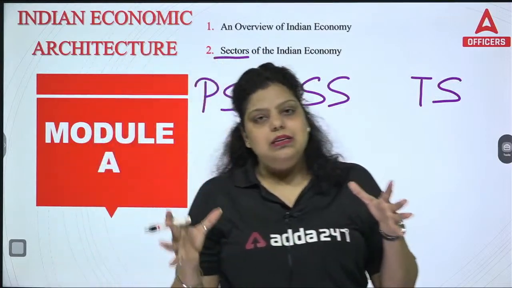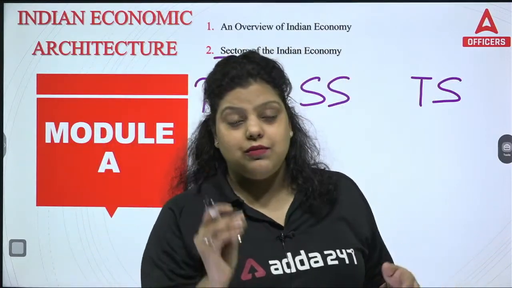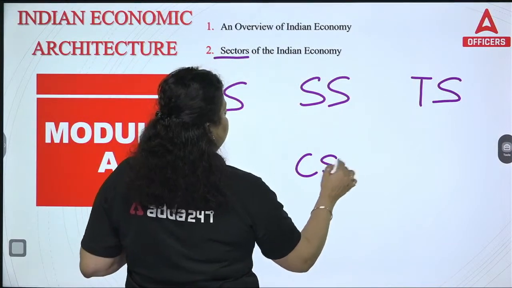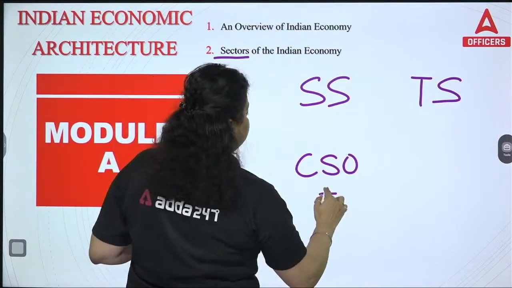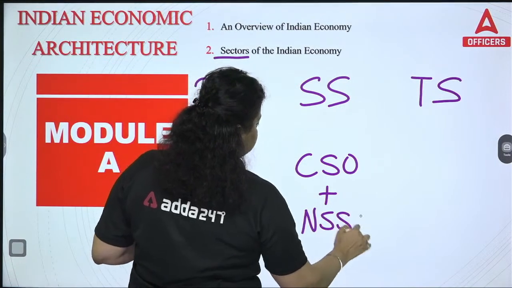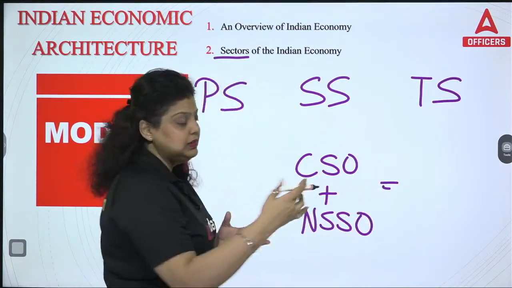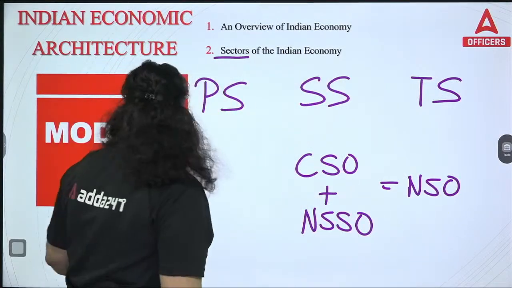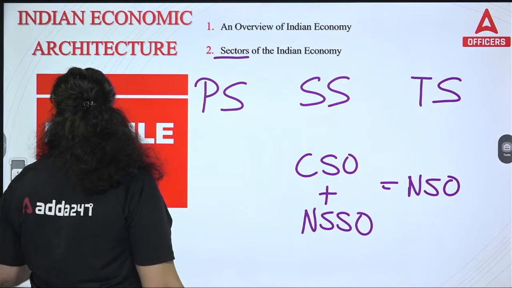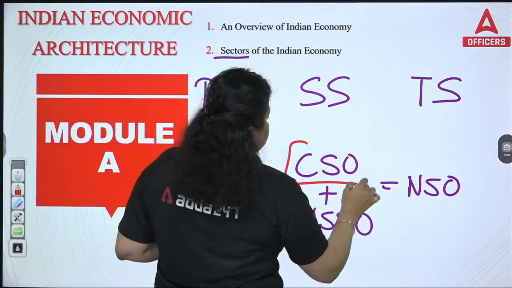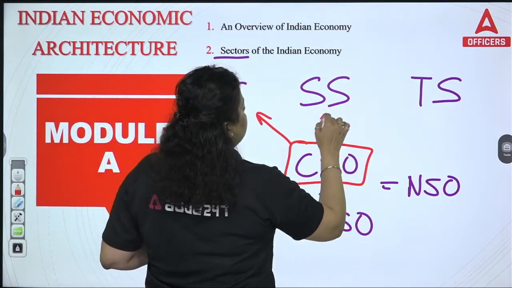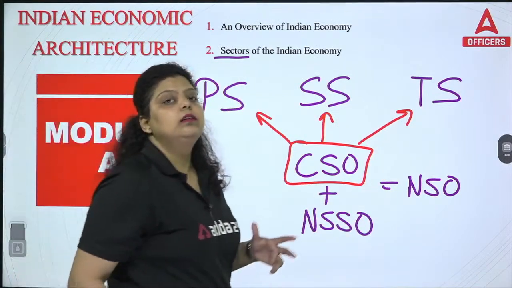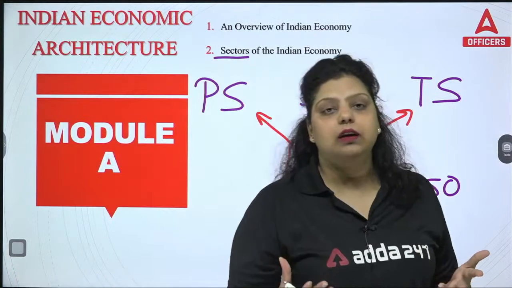These three sectors were divided by the CSO, Central Statistical Office. This Central Statistical Office in 2019 merged with the National Sample Survey Organization, or office, and after the merger it became NSO. But if I talk about the sectors of economy, CSO divided the Indian economy into these three sectors. And why did CSO do that? To measure the statistical data of the country.